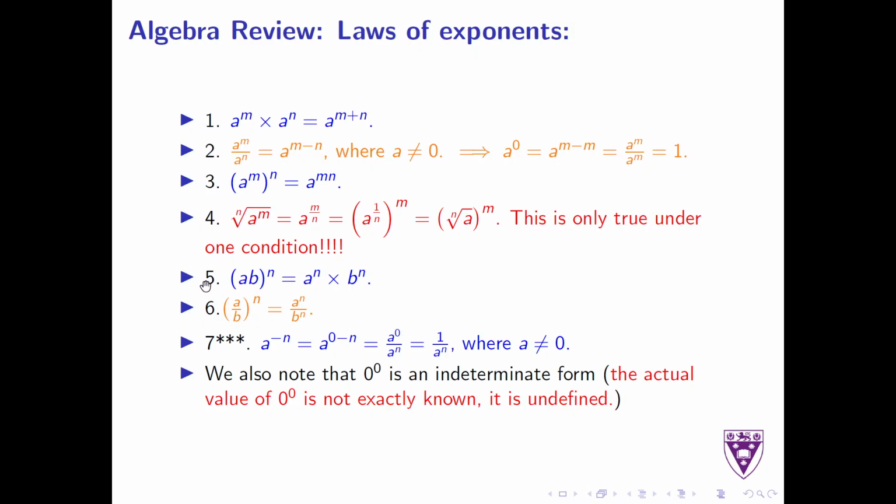Now, when it comes to rule number 5, if you have a times b all raised to an exponent n, this is the same as first taking the exponent n on a and then multiplying by b taking the exponent n.